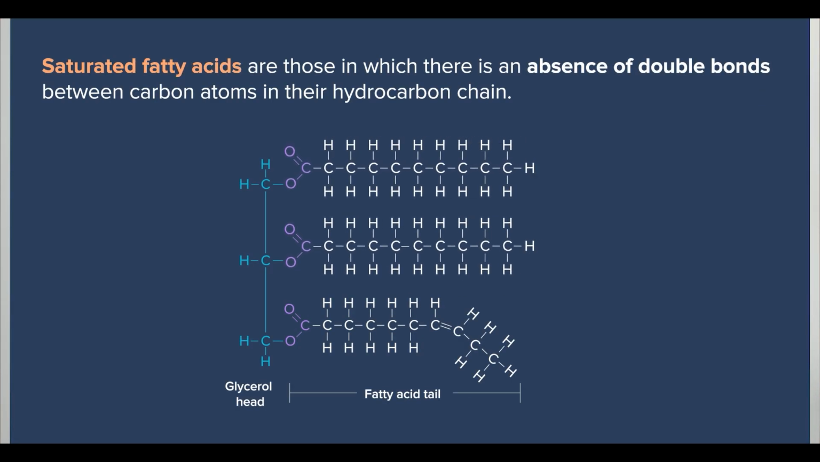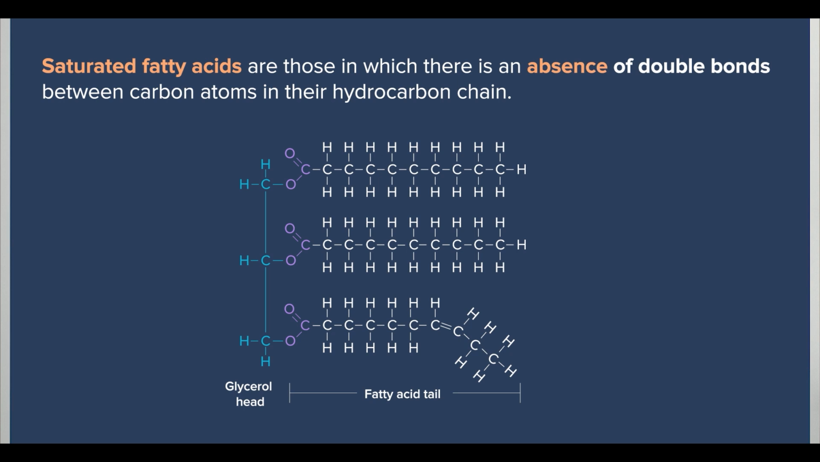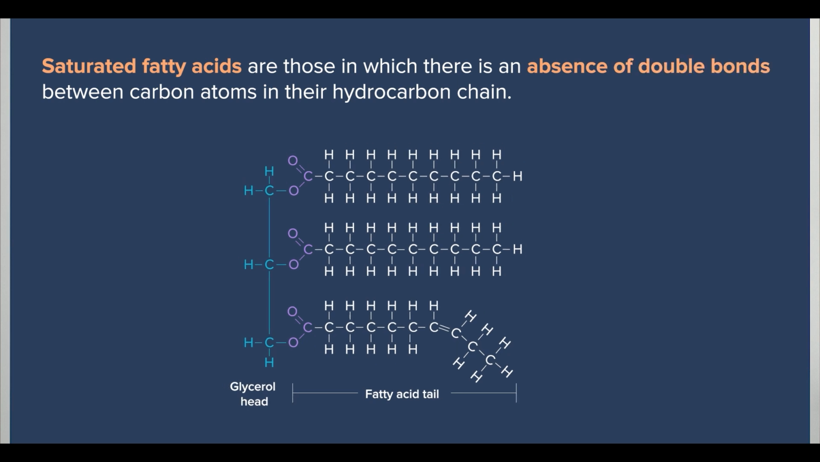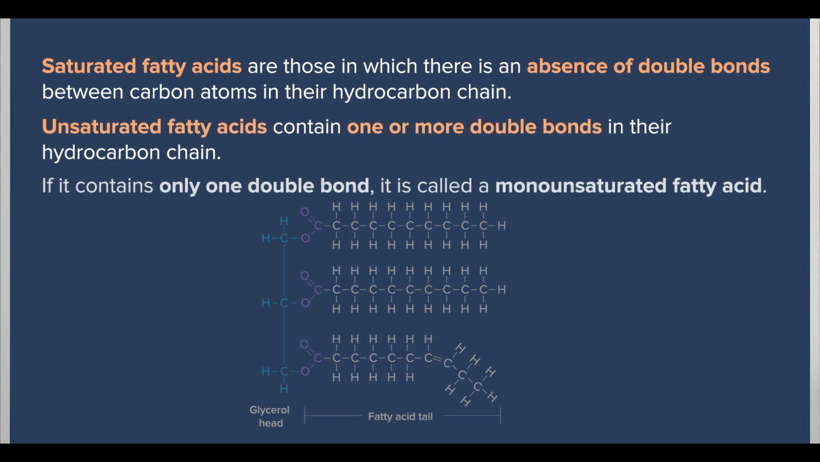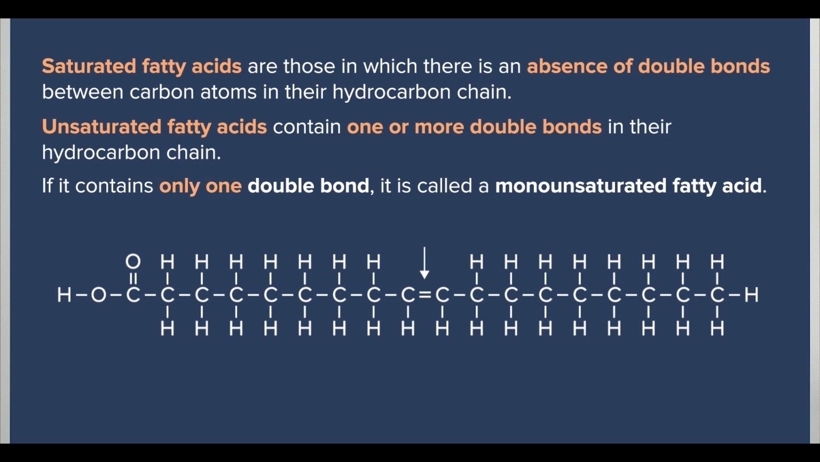Saturated fatty acids are those in which there is an absence of double bonds between carbon atoms in their hydrocarbon chain, while unsaturated fatty acids contain one or more double bonds in their hydrocarbon chain. If it contains only one double bond, it is called a monounsaturated fatty acid.